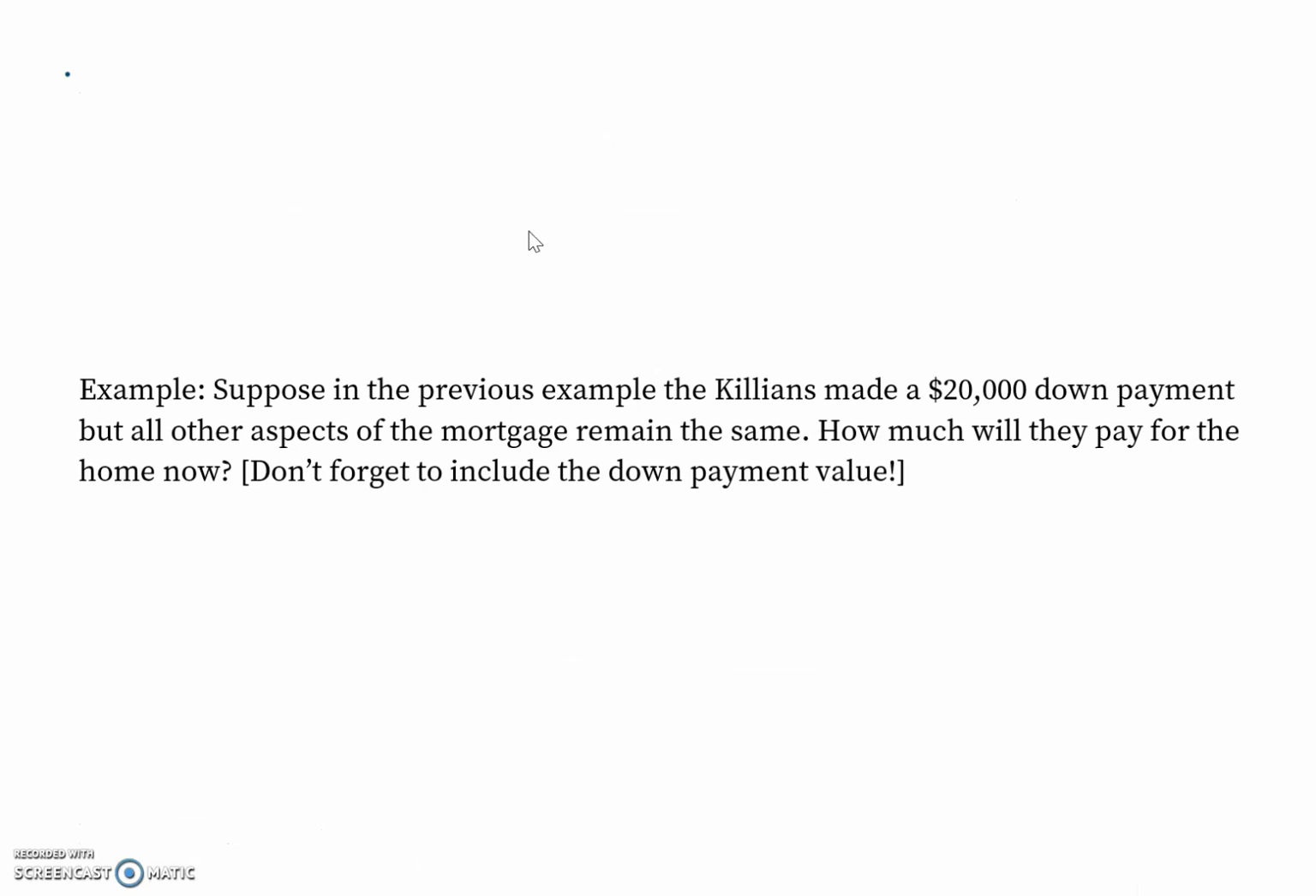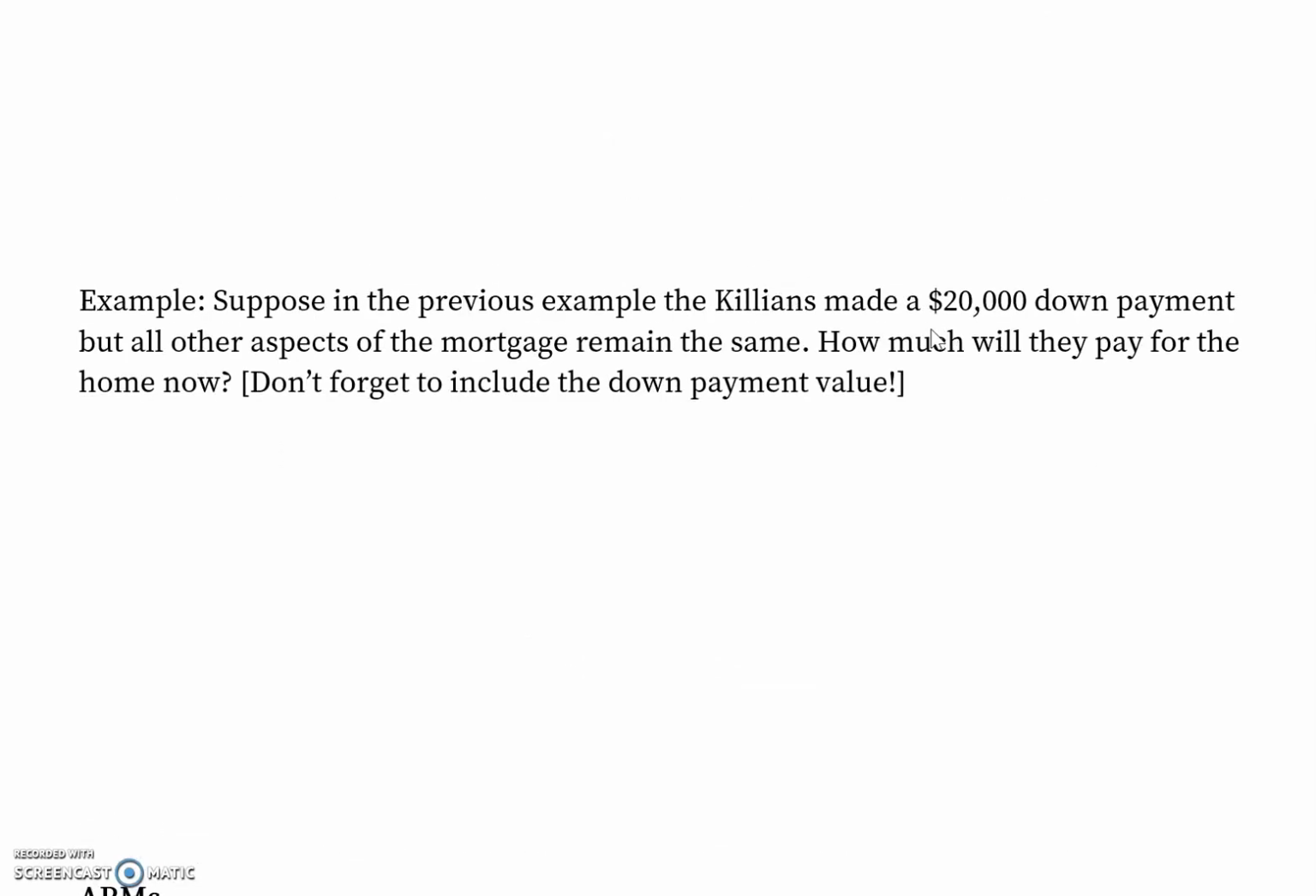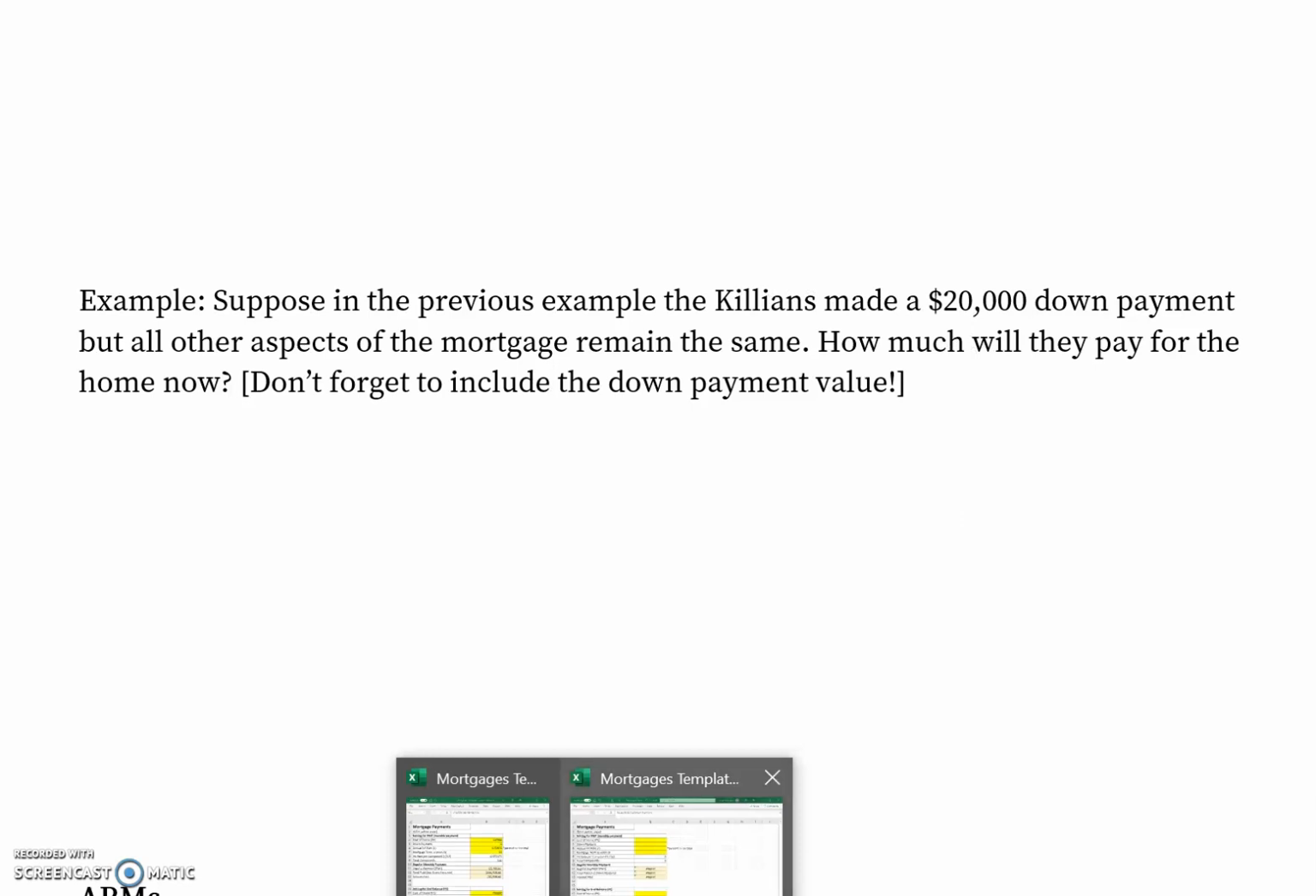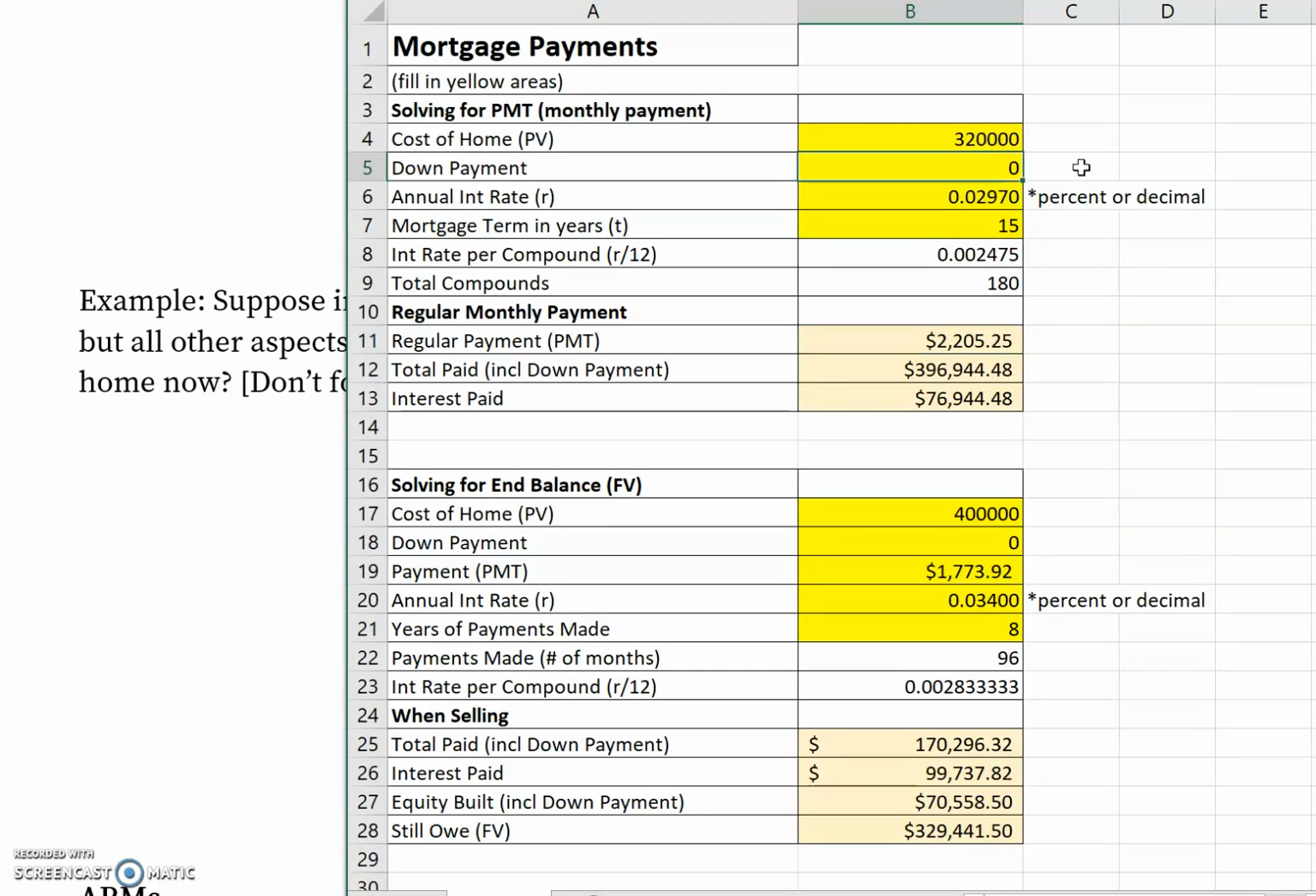Okay. Now, let's suppose in that previous example, the Killians made a $20,000 down payment, but everything else stays the same. So we're going to say, okay, down payment, I'm just changing this to $20,000, but all the other pieces are staying the same. So we notice that the monthly payment went from $2,200 down to $2,067. That's because our starting amount was lower. We end up paying, and let me take this back out just so we see. So zero. Total paid was about $397. If I put in that down payment, it goes down to about $392. So basically, because the loan is a smaller amount to start, we end up paying less interest, less in total for this thing, and less every month.